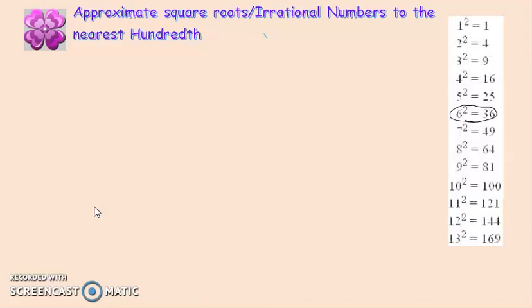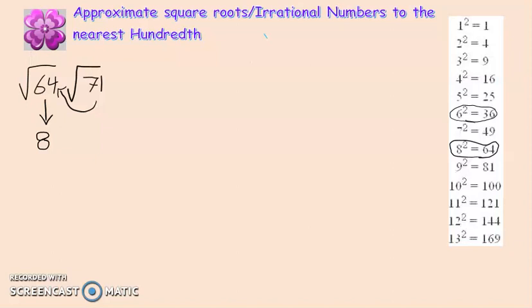Okay, let's do another example. What is the root of, let's say, 71? So the perfect square less than 71 is 64. What's the root of 64? Everybody knows the root of 64 is 8. So therefore root of 71 is approximately 8, but more than 8.